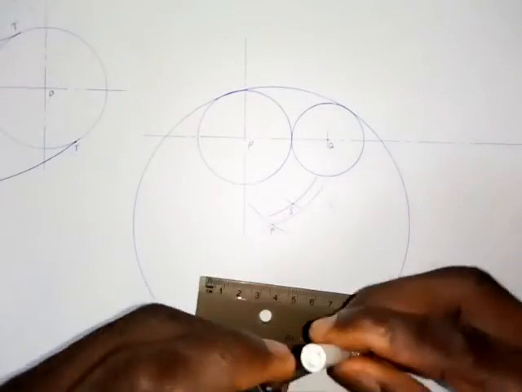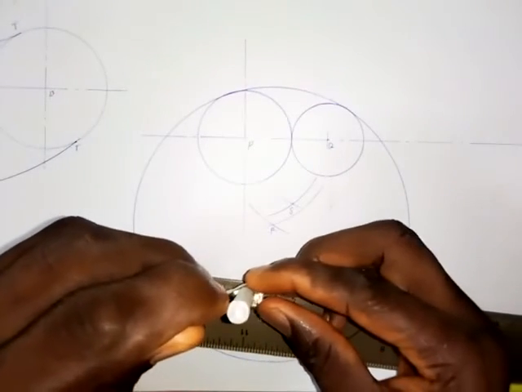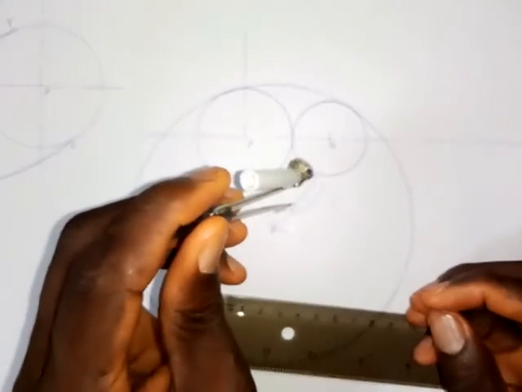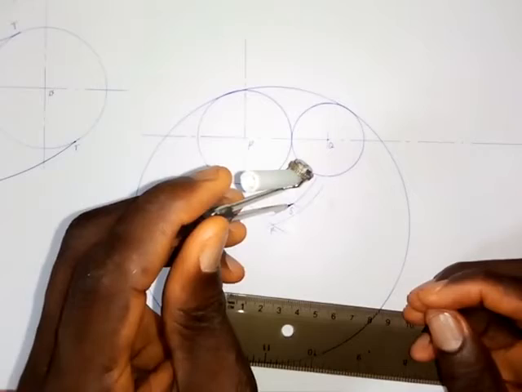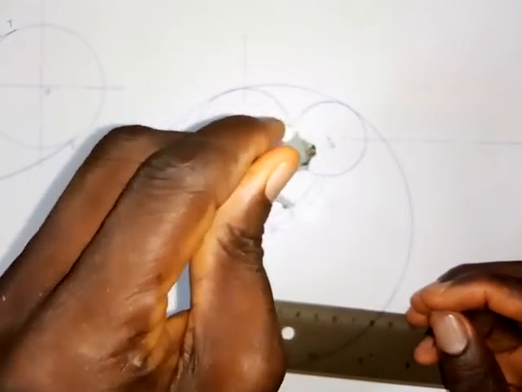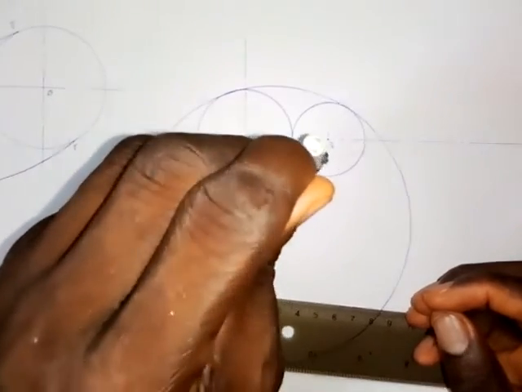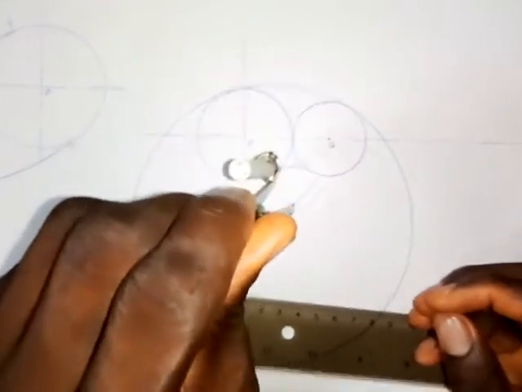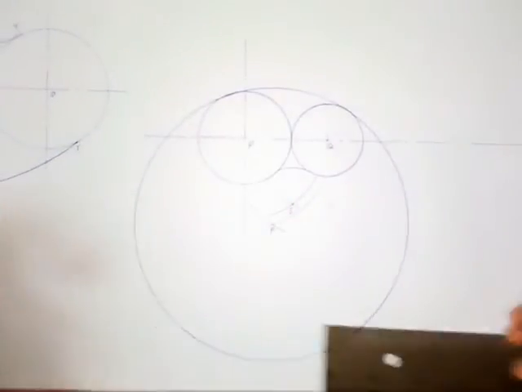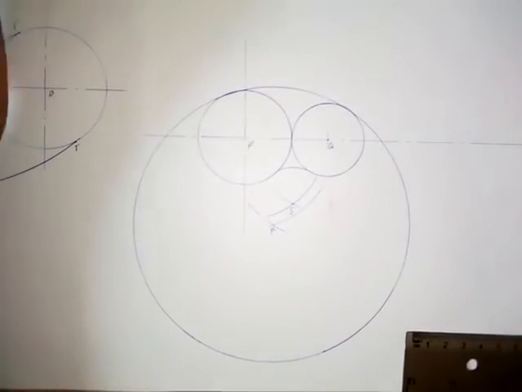Then I'll put my compass. I'll take 20 mm on my ruler, not 120, 20 mm on my ruler. So I put it at this point here, and I will draw an arc. So the arc goes like this. So this is the solution to that question.